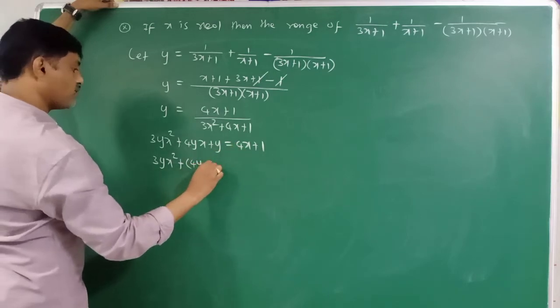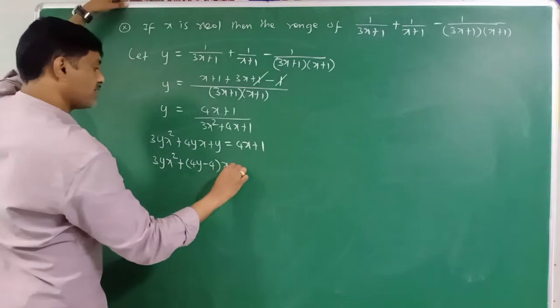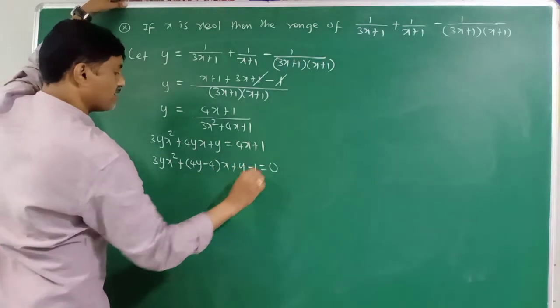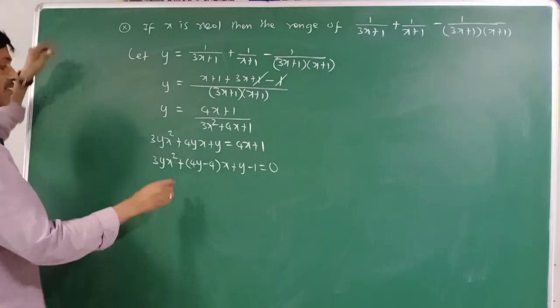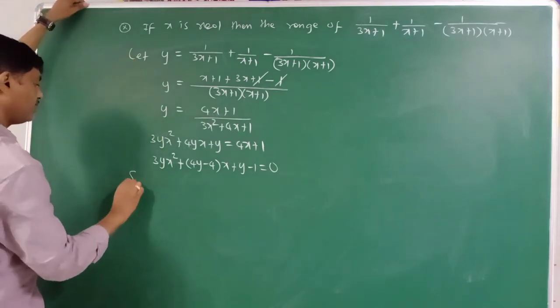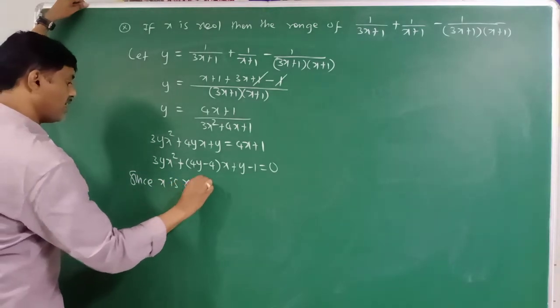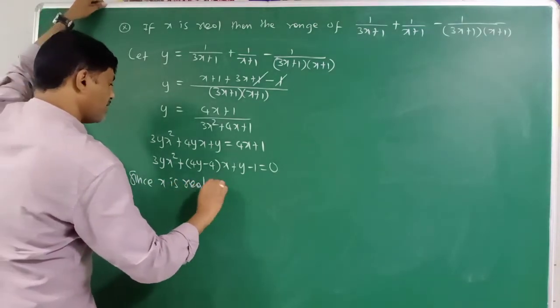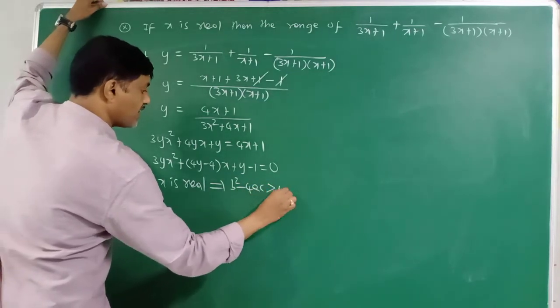4y minus 4 times of what? x plus y minus 1 is equal to 0. Now it is a quadratic equation in x. Since x is real, that implies b square minus 4ac is greater than or equal to 0.